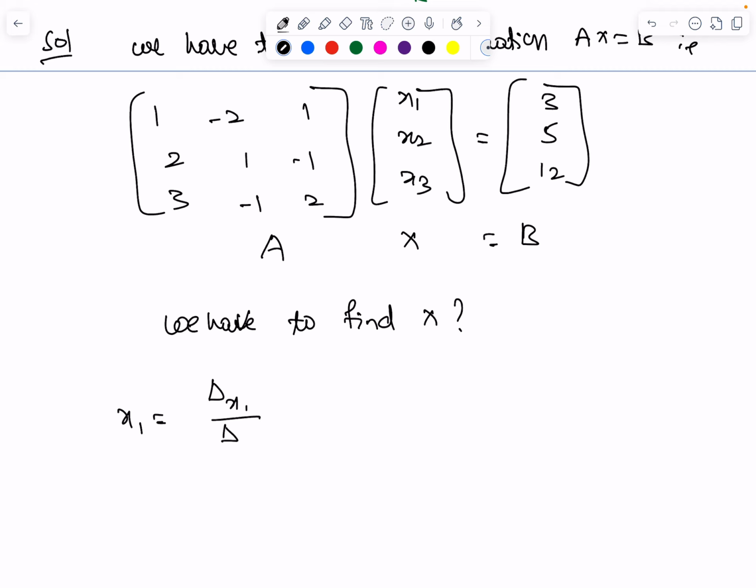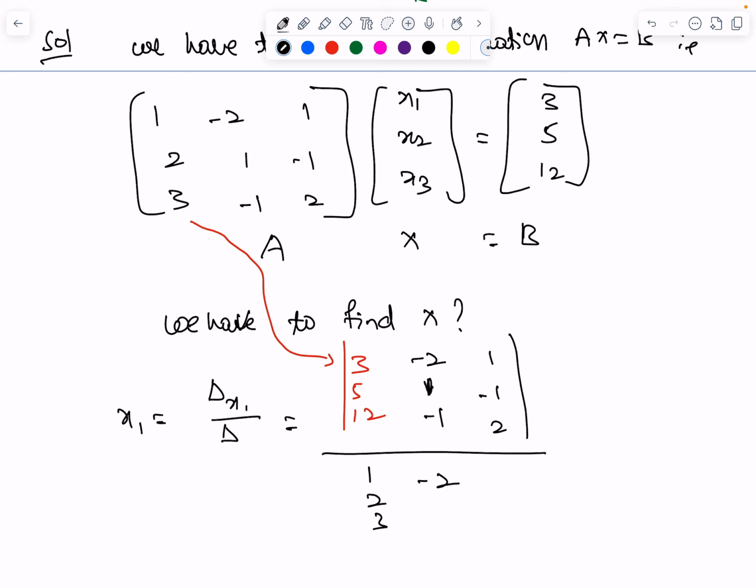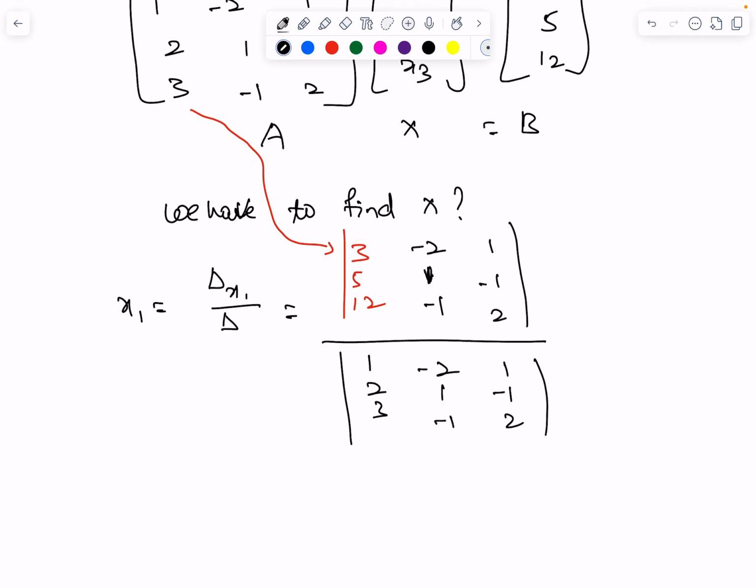To find x1, we are using the formula that we derived earlier, that is, x1 is equal to del x1 divided by del, where del x1 is obtained just by replacing the first column of A by B, that is 3, 5, 12, and the rest of the columns are unchanged, divided by the determinant of A. So this will give you the x1 value. That is going to be the determinant equal to 3.